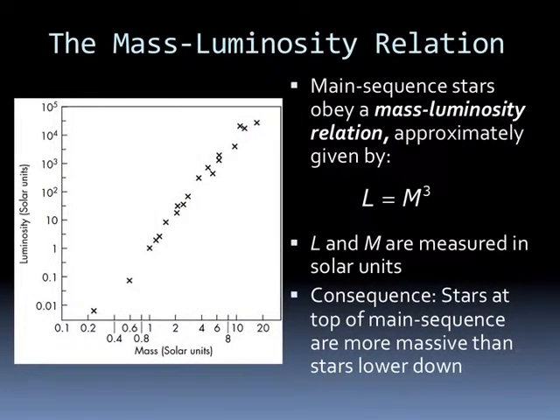Now, when putting all these together on the HR diagram, another relation was discovered: the mass-luminosity relation. Main sequence stars obey this, and it's approximately given by the luminosity is equal to the mass cubed, when luminosity and mass are measured in solar units. So consequently, stars at the top of the main sequence are more massive than the stars lower down.